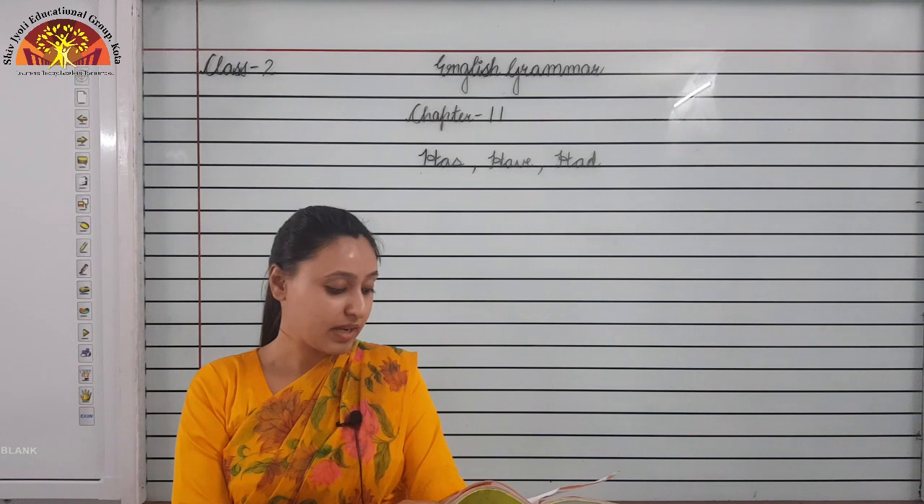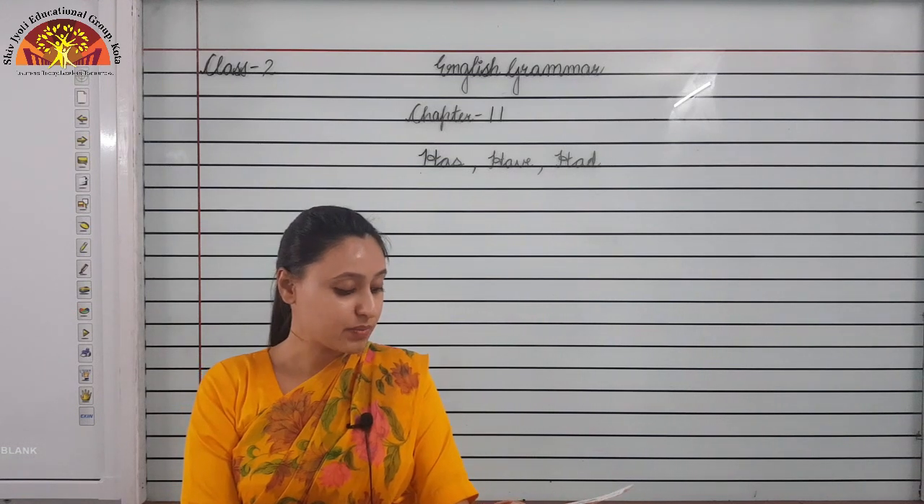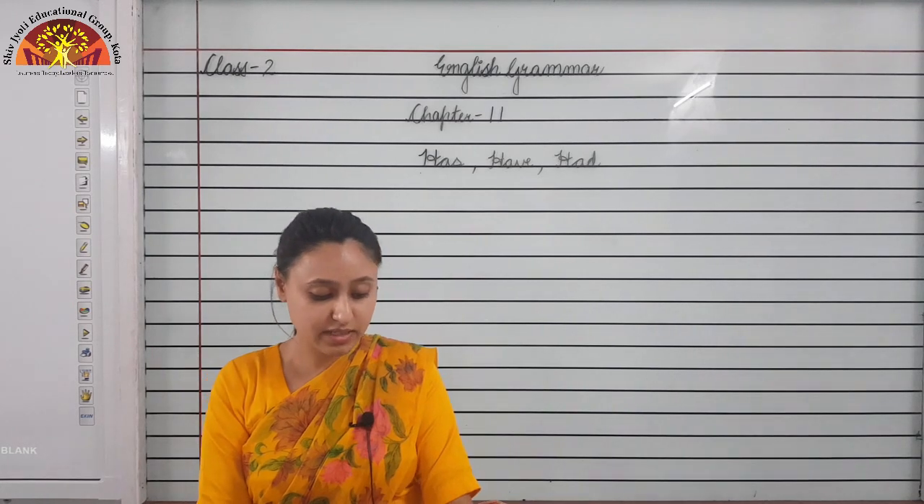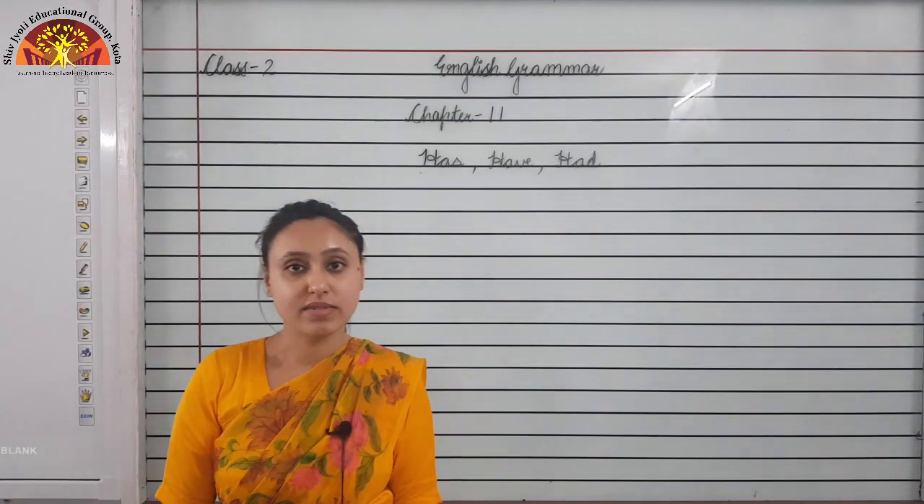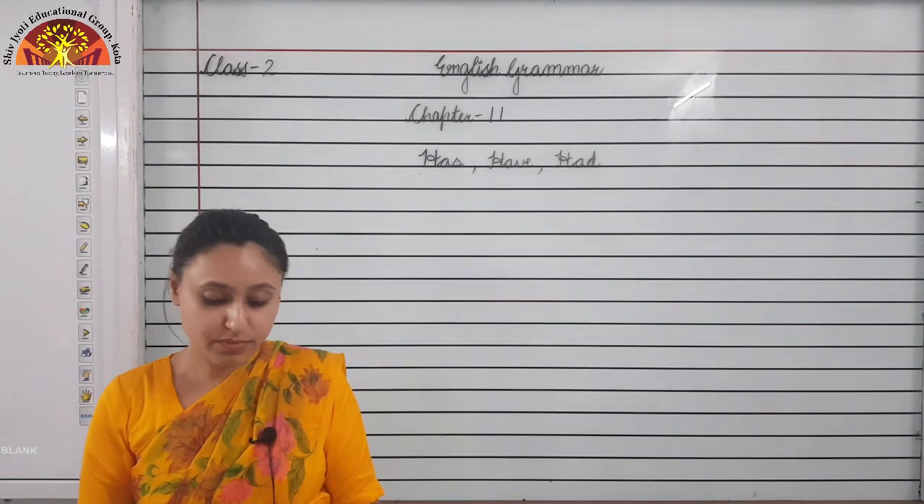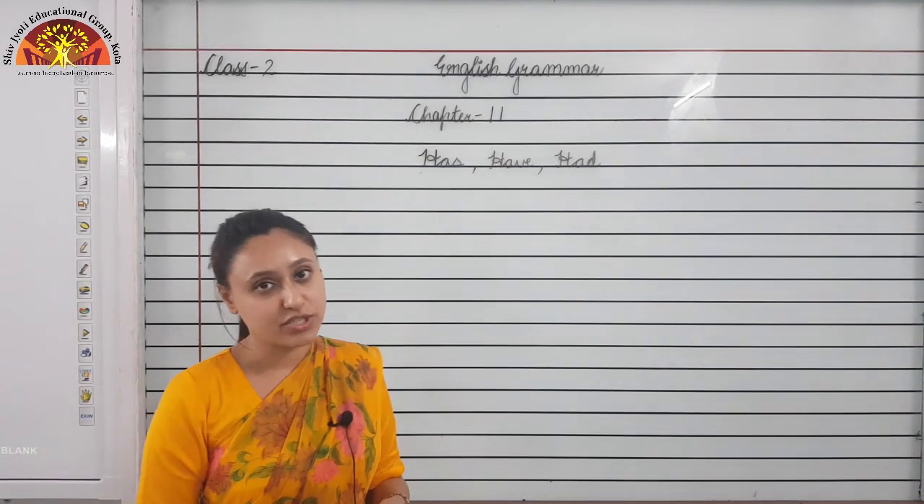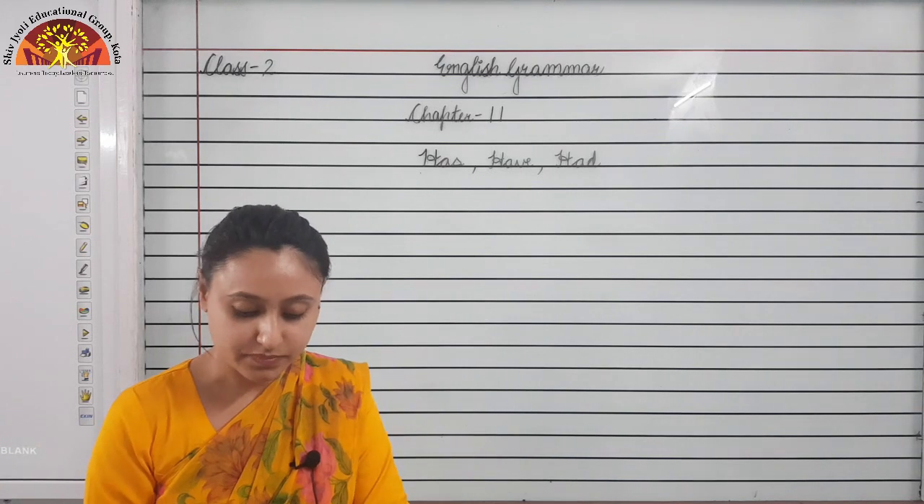Now we will learn about had. We use had with I, she, he, it, they, you, we, singular nouns and plural nouns. So children, let's move forward with our bookwork. Open your book and take out page number 49. Okay.